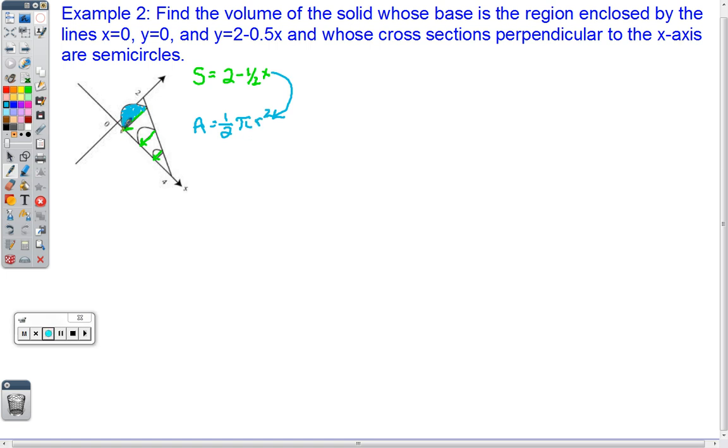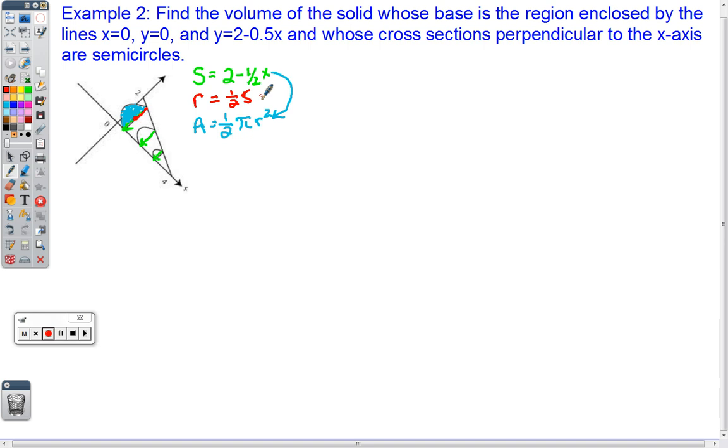And each of these sides is not a radius. Each of these sides is, in fact, a diameter. If I were to go like this, that would be a radius. So each of these sides is twice the radius. So in order for me to make this work, I need to figure out what the radius is. In other words, I need to take one of these sides and cut it in half.